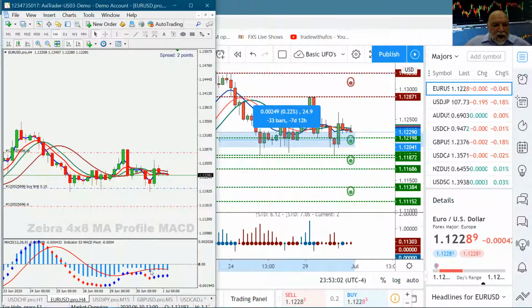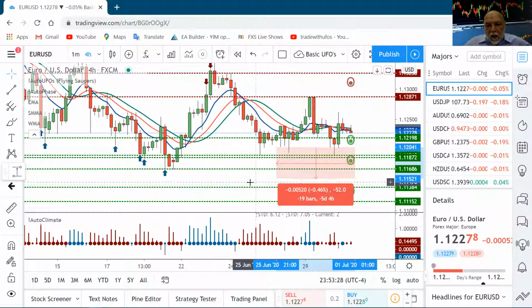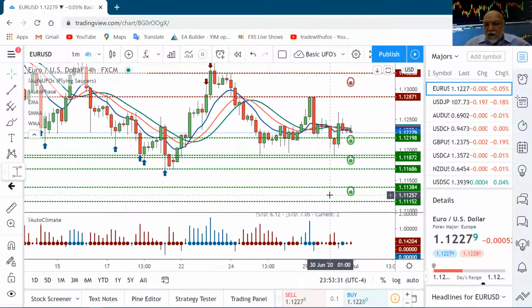The MACD is still saying that there is strength to the downside, but we can see that it's starting to rise, hopefully over the next several 4 hour periods. We'll see this come up and cross up over the zero line and again come back in on this side. So that's the trade that we put on here.